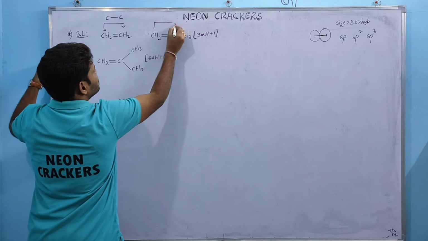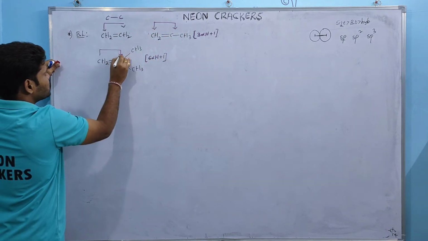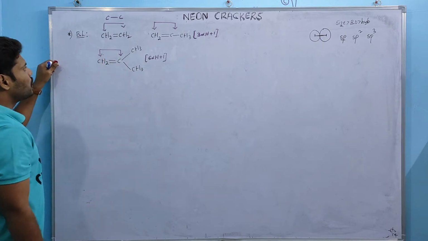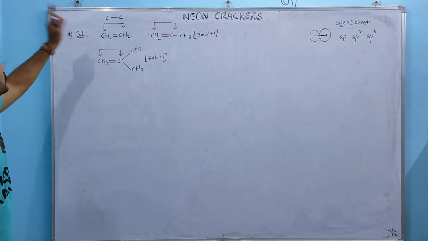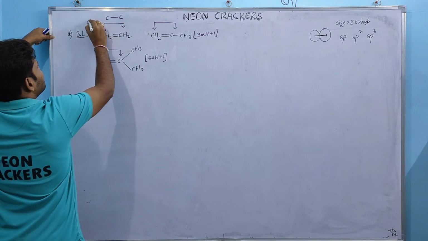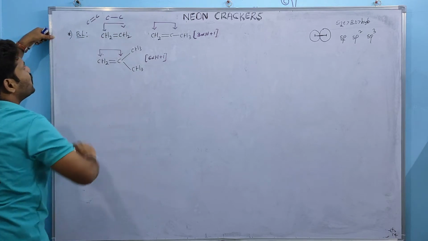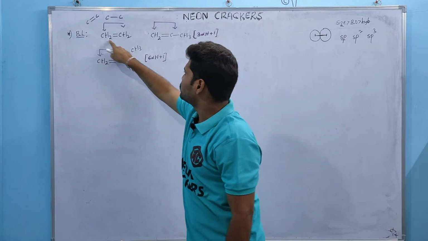Next, also in between these two, what happens to the bond angle? We have to consider bond length here. The first one has no hyperconjugation, which means it has exactly a C double bond C. Bond order equals exactly one pi bond present between these two carbons.